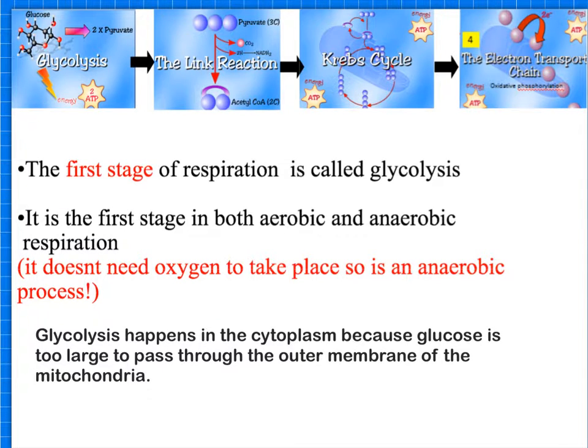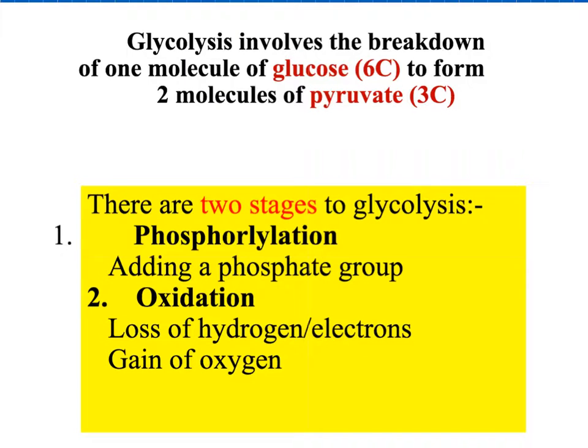So the first stage is glycolysis, and both aerobic and anaerobic respiration occurs here. It happens in the cytoplasm because glucose is too large to pass through the outer membrane of the mitochondria. So glycolysis involves the breakdown of one molecule of glucose, which is a 6-carbon molecule. So if you remember, it is C6H12O6, known as a 6-carbon molecule, and it forms two molecules of something called pyruvate, which is a 3-carbon.